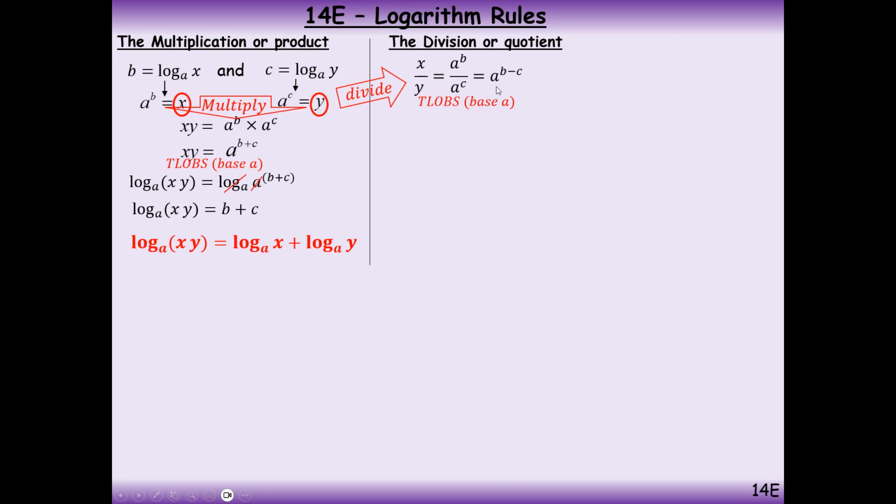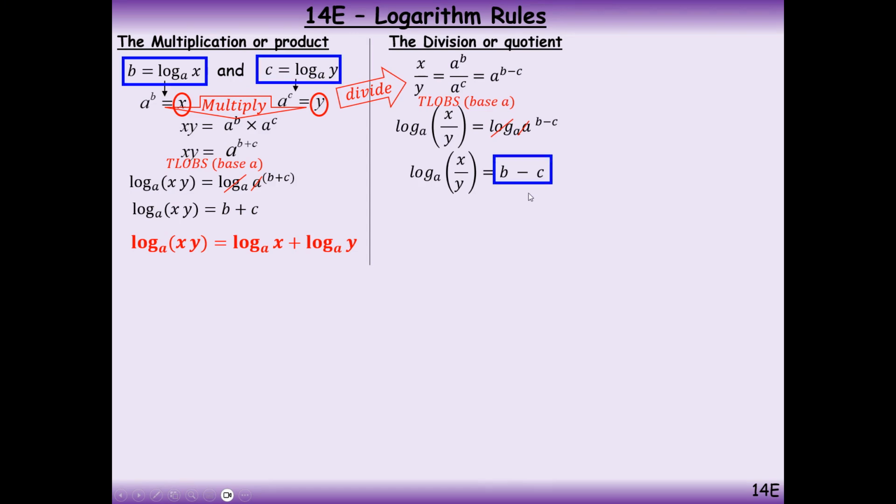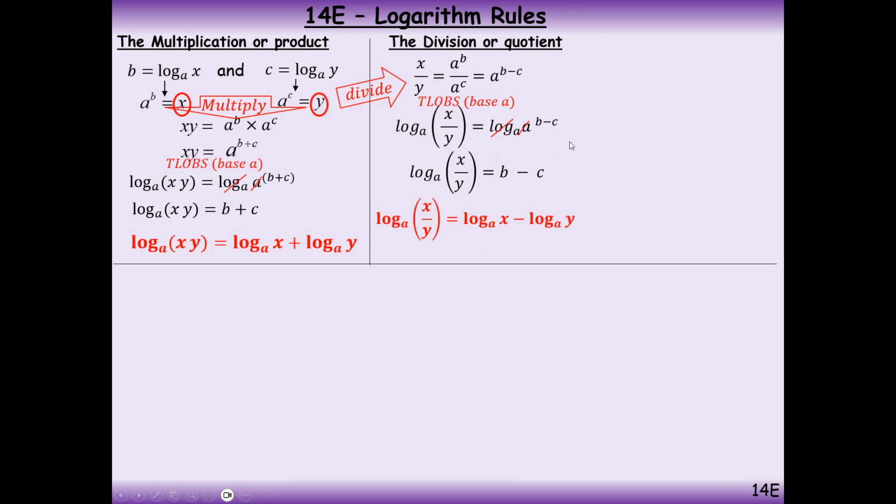Now that we have this expression, we're going to take log of both sides. Taking log base a of the very left and the very right, the log and base a cancel away. We're left with b minus c on the right side and this expression here. But what was b and what was c? Let's look back at what we started with. If we rewrite those equations right here, this was b and this is c. So this is our second law of logarithms.